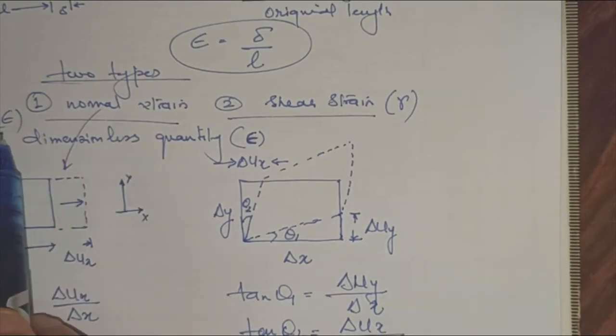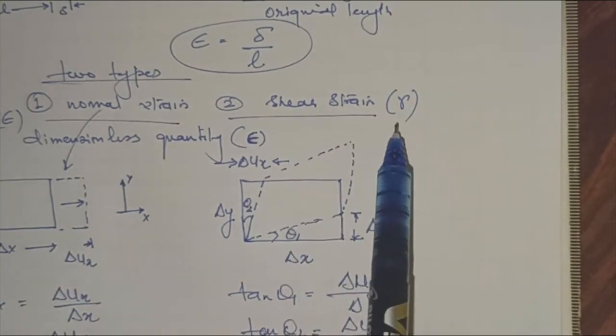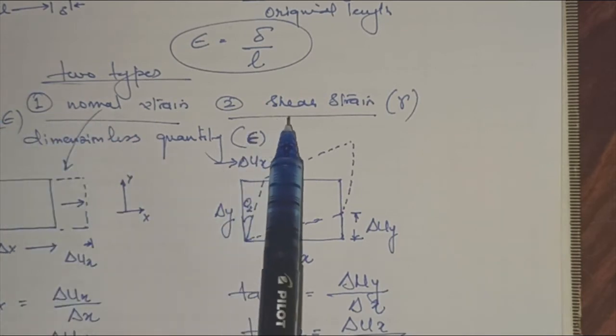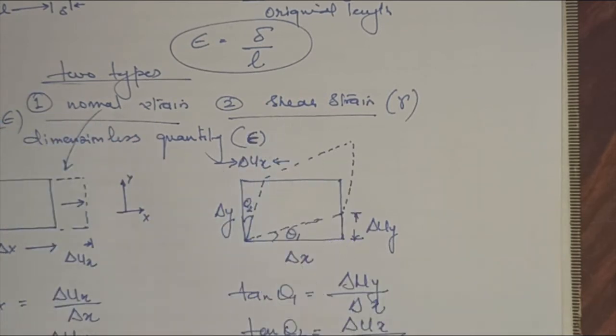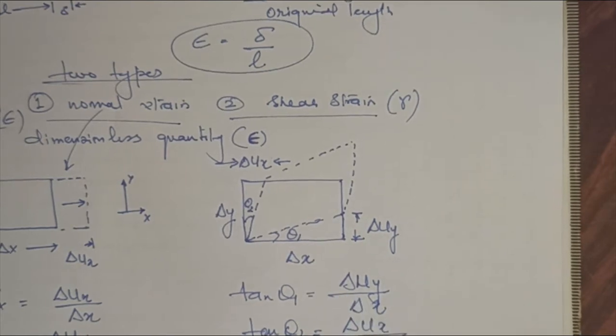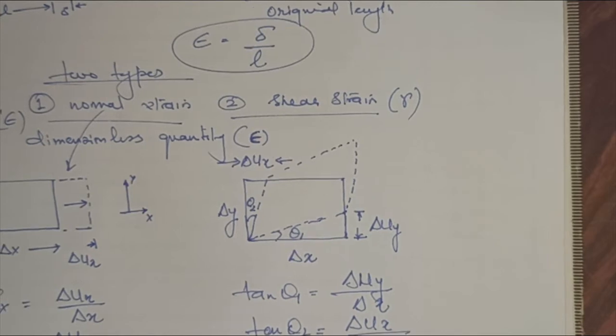Normal strain is represented by epsilon, and shear strain is represented by gamma. This is something very simple, like normal stresses are represented by sigma and shear stresses are represented by tau. So the shear gamma xy will be the sum of these two shearing effects, tan theta 1 and tan theta 2. However, the sum will be delta uy by delta x plus delta ux by delta y.